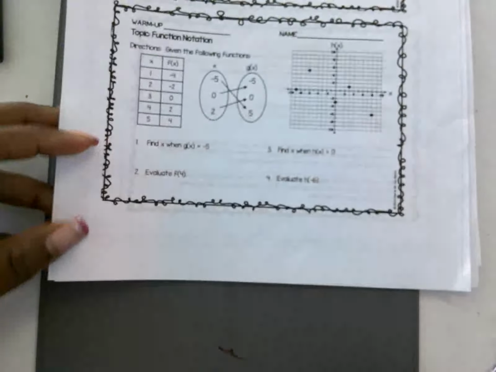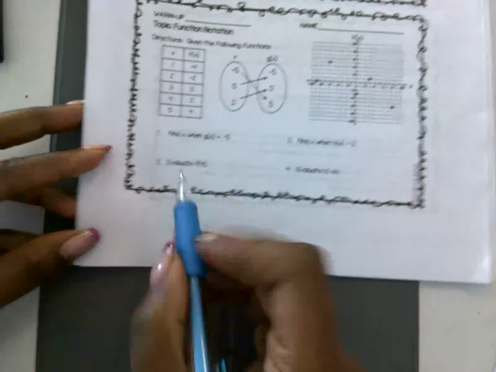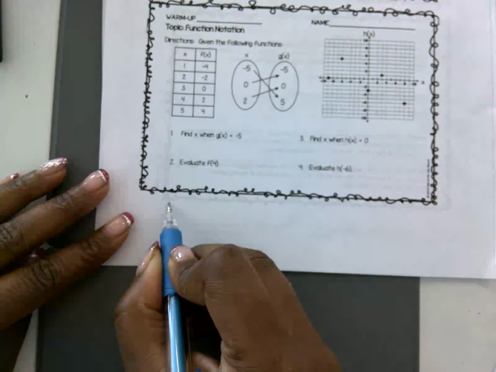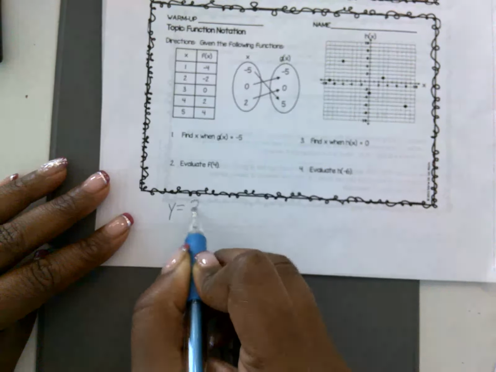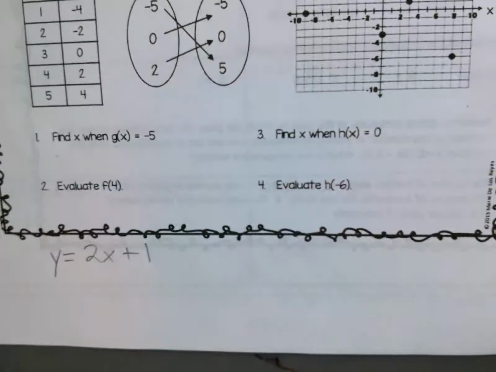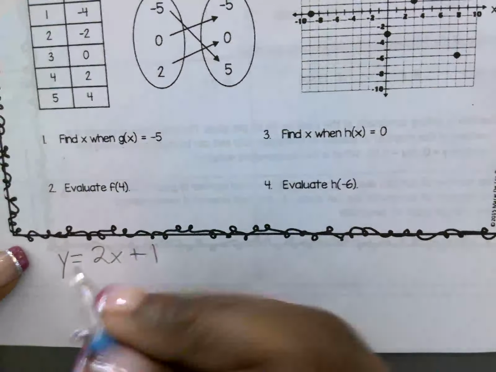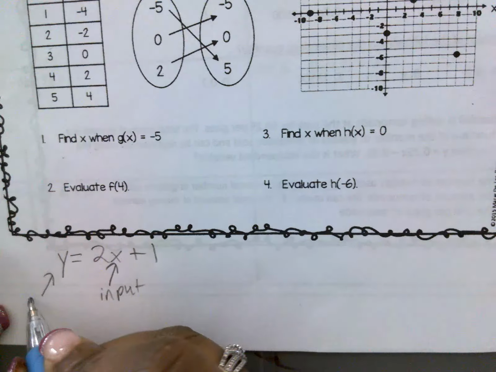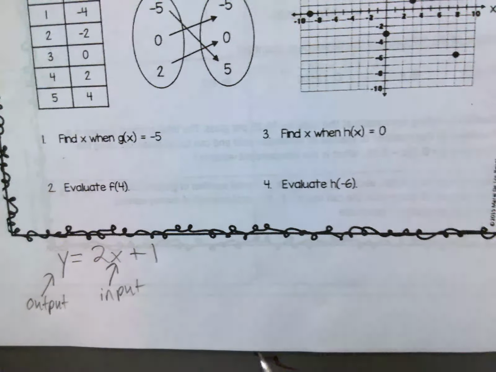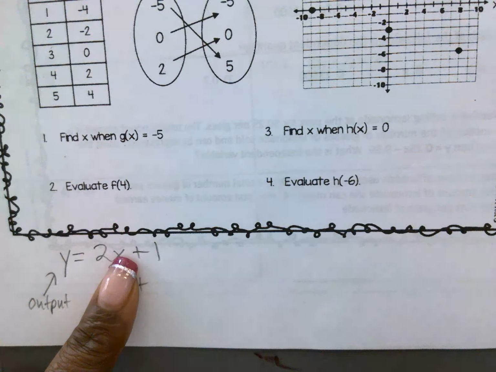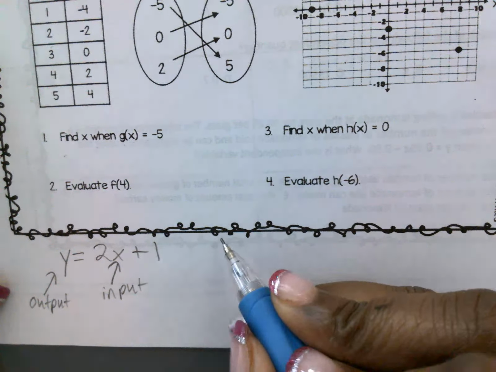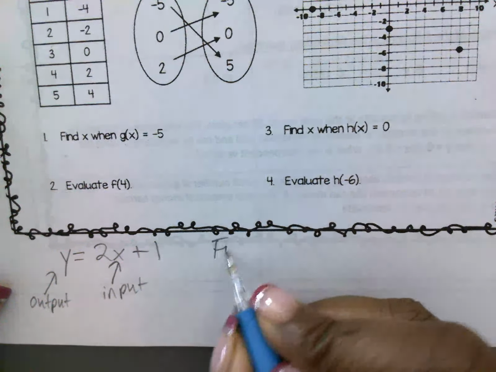All right, when a function is written in function notation, this is what this means. A regular equation is written in this way, and please write this on the bottom. Y is equal to 2x plus 1. All right, I'm going to zoom in a little bit so you can see it. Where your input is the x. Your output is going to be the y. And what that means is that I substitute a number in for x and I get an output value for y. Okay?